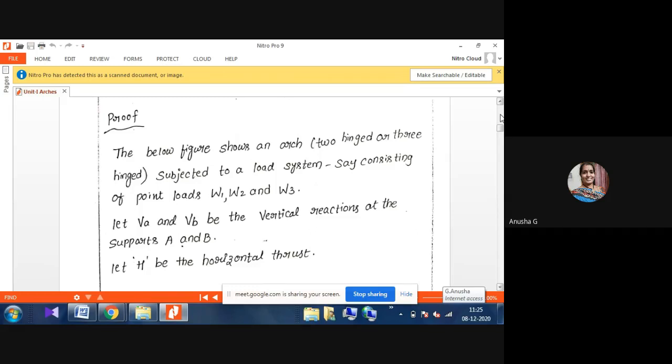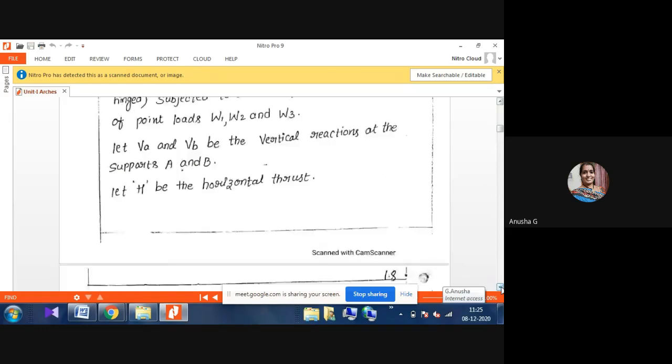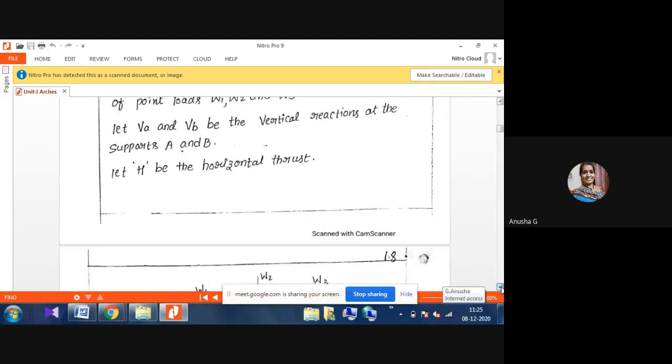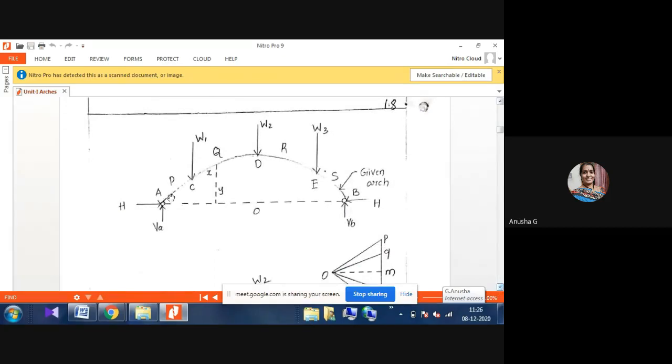Let us consider some horizontal thrust here. This one is the given arch. For this arch, we are considering three loads, W1, W2, and W3. We take A and B as the two supports. Where the loads are given, we mark those points as C, D, E. And for the supports, there will be two reactions, a vertical reaction and a horizontal reaction.